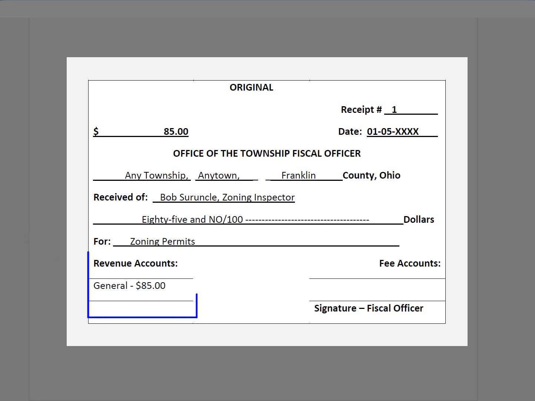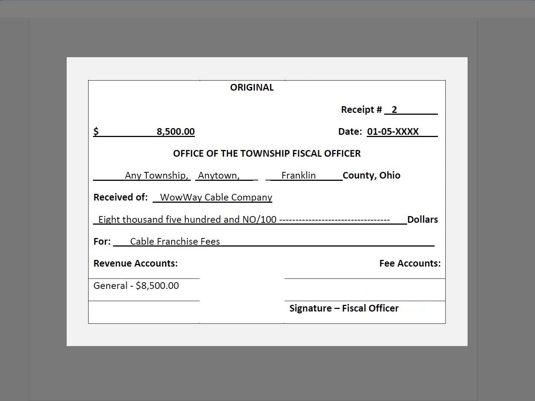On the left side at the bottom is where the fiscal officer enters the breakdown of the receipt by revenue accounts. On the right side, the fee accounts area is only used on a memo receipt where charges against the gross revenue would be entered. Of course, the fiscal officer should always sign receipts.